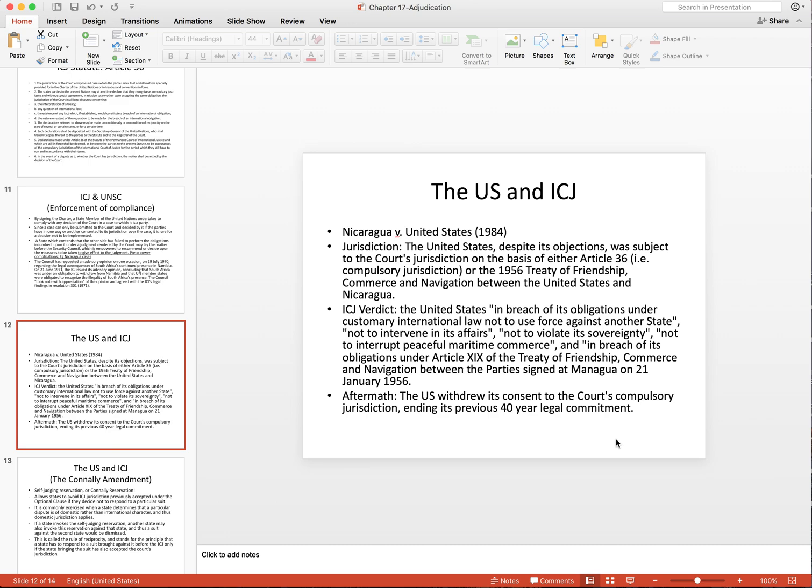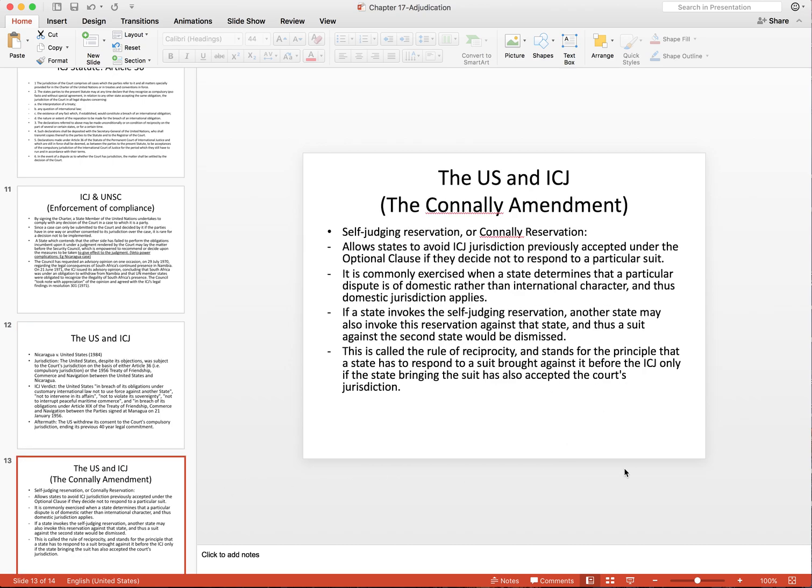And the ICJ verdict was that the United States was in breach of its obligations under customary international law not to use force against another state, not to interfere or intervene in its affairs, not to violate its sovereignty, not to interrupt peaceful maritime commerce, and in breach of its obligations under Article 19 of the Treaty of Friendship, Commerce, and Navigation between the parties signed at Managua on January 21st, 1956. And in the aftermath of this ruling by the ICJ, the United States withdrew its consent to the court's compulsory jurisdiction and ended its previous 40-year legal commitment.